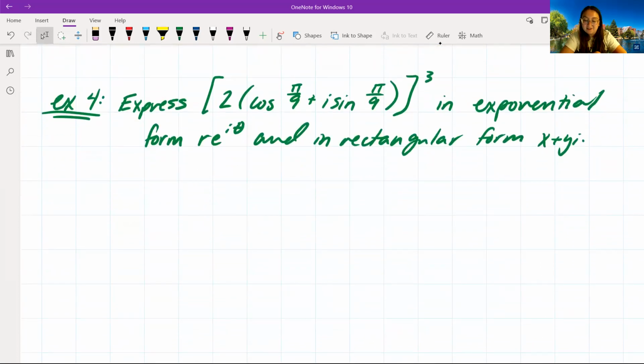So example 4, we're going to express 2 times cosine of pi over 9 plus i times sine of pi over 9 to the power of 3 in exponential form r times e to the power of i theta, and in the rectangular form x plus yi. So we want to use de Moivre's theorem.